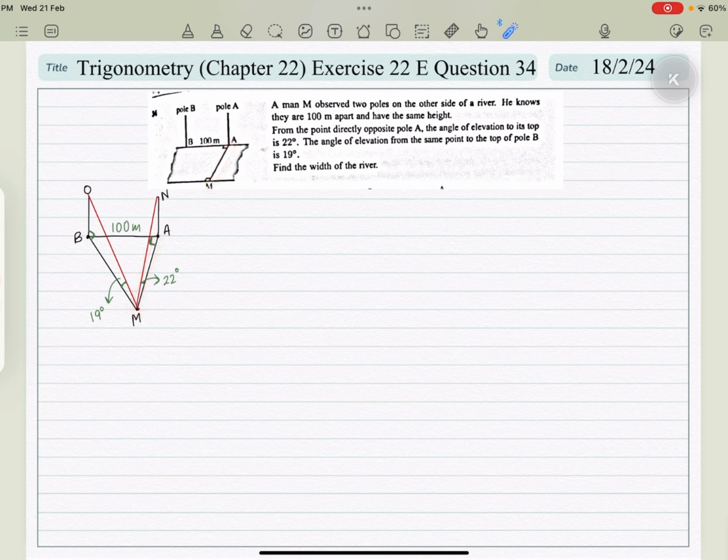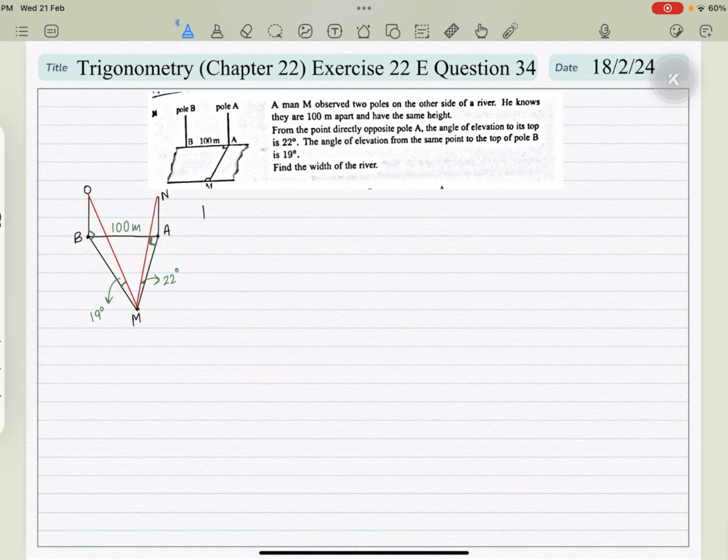Another thing that we know is that it's directly opposite to pole A. If it's directly opposite, then the angle that is made over here is 90 degrees. So if we make this triangle, we can use Pythagoras to find one of these sides if we know the other. Firstly, we can make a relationship between these sides using Pythagoras, and then make a relationship between them using trigonometry from these triangles.